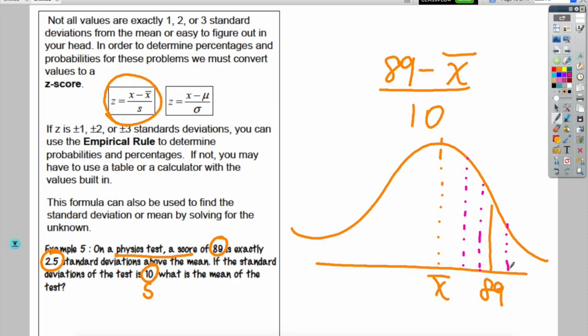Okay? So right here, it says if Z, right here, this is if we have empirical values. But if it's not exactly at 1 or at 2 or at 3 standard deviations, Z is still your standard deviation. So since it is 2.5 standard deviations above the mean, 2.5 is going to go in for Z. We are using this formula to help us figure out our mean because 89 is not exactly on a standard deviation. Other questions?